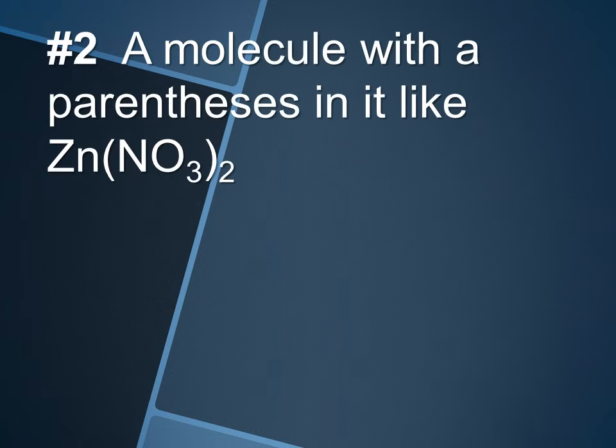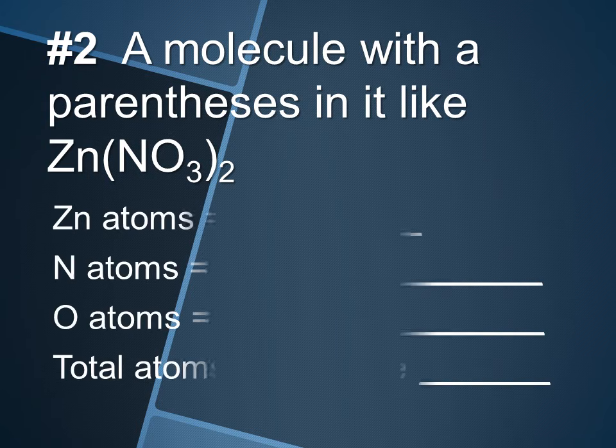Let's do a second example. In this example, you have a molecule with a parentheses in it. Okay, so parentheses in science are a little bit like math, but they're also a little bit different. So if you have a number by your parentheses, it won't be in front, it'll be behind. So here you have an NO3 inside and a little 2 outside. The same concept applies though, you're going to be multiplying.